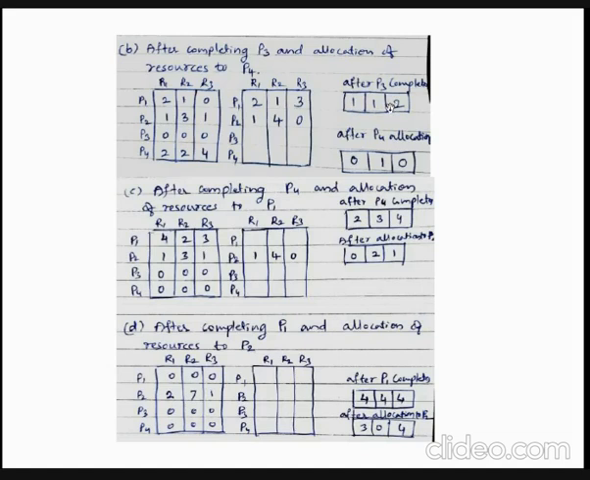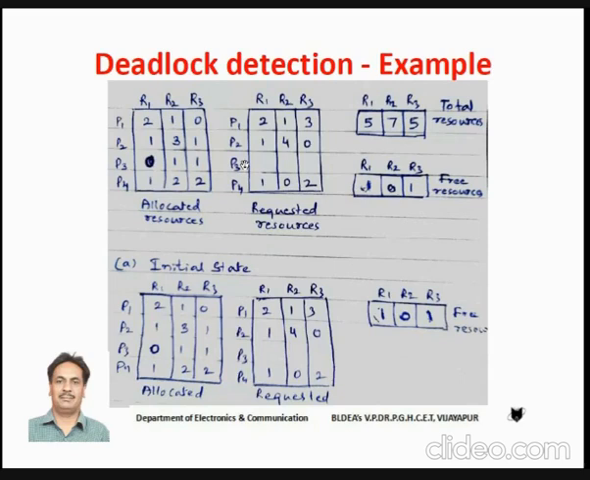Okay. Now, if you look at these matrices, can you think which will be the next process that can be taken up for execution? So you have to check the available resources and the requested resources. Based on that, you will be able to decide which process can be taken up for execution, right? So now, I'll come to this state.